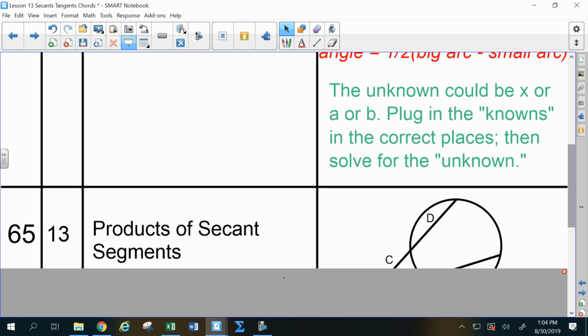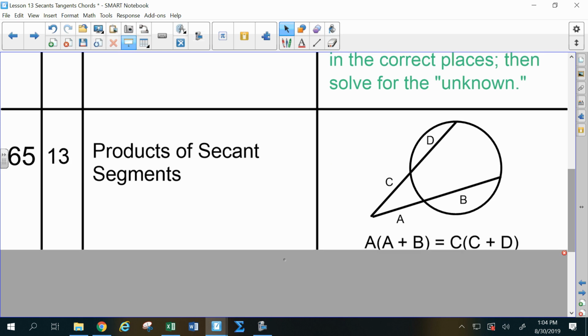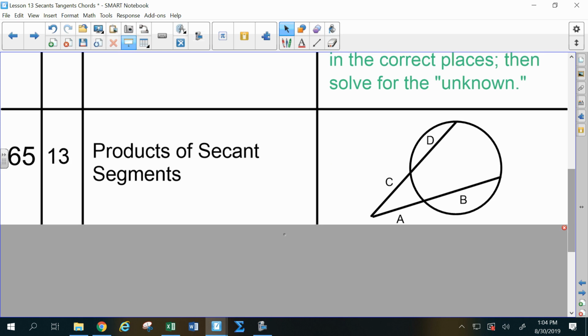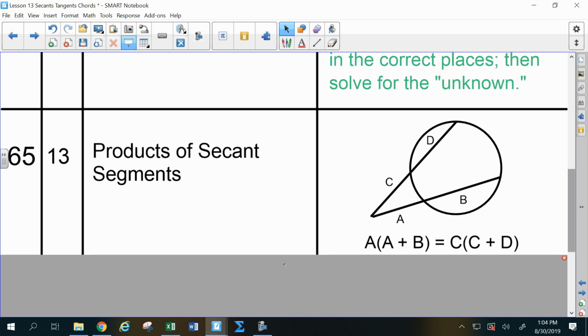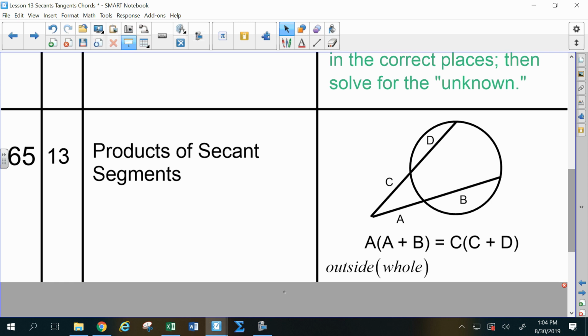Our third formula is if they cross outside, what's the relationship between the lengths of these segments? Day before yesterday, we had the formula if they crossed inside, and we had one piece times the other piece equals one piece times the other piece along the other chord. This time, it will be the outside part times the whole thing. It is not a times b. It's a times a plus b. Outside part times the whole thing equals the other outside part times the other whole thing. And we'll prove this one in a few minutes.